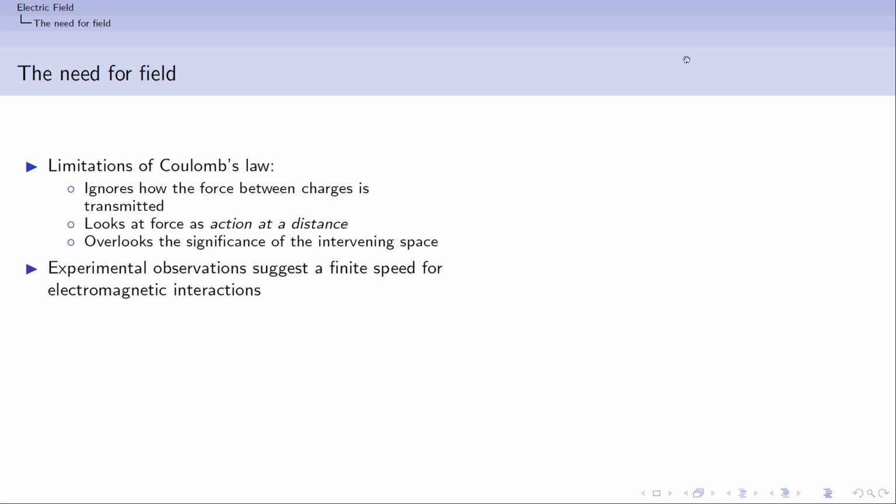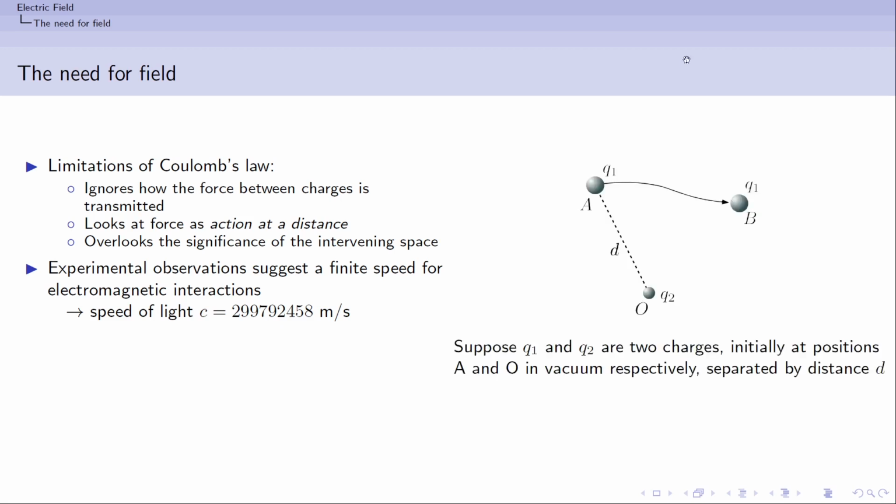The experimental observations suggest that there is indeed a finite speed for such electromagnetic interactions, and this speed turns out to be equal to 299792458 meters per second, which is nothing but the speed of light. So let us say I have two charges, Q1 and Q2, in vacuum. Initially they are at positions A and O. Charge Q1 is at A and charge Q2 is at position O, and these two are separated by some distance d. Then suppose I move this charge Q1 from point A to point B.